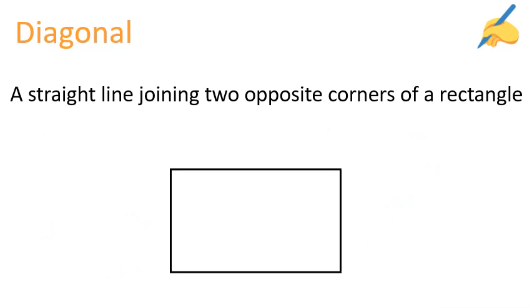Diagonal means a straight line joining two opposite corners of a rectangle. So any question that asks you to find the diagonal, this is what they're asking you to find.